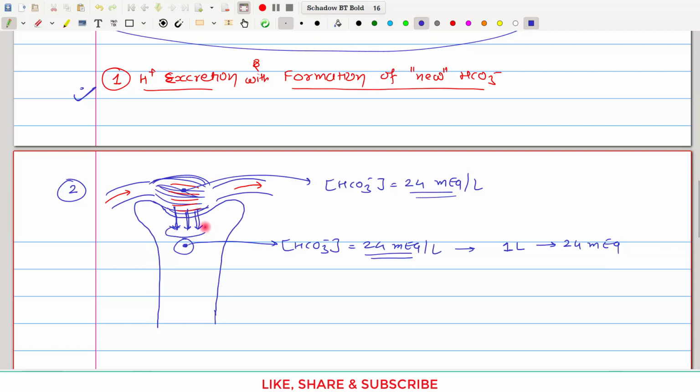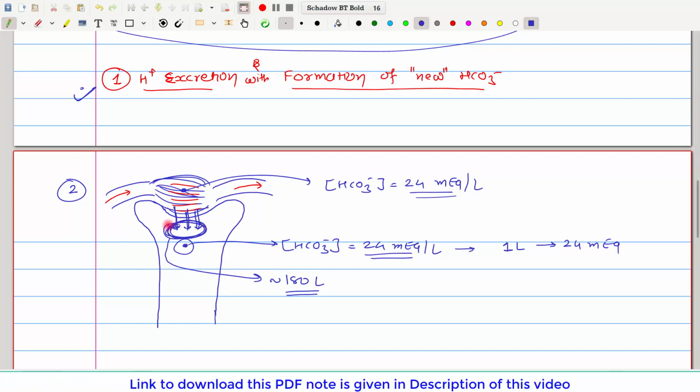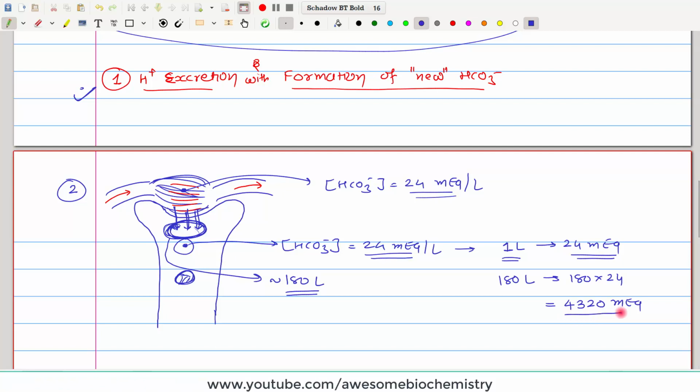Now, what is the total liters of the filtrate that we receive at the end of the day, within 24 hours? It is estimated that approximately 180 liters of filtrate comes into this space. So if 1 liter contains 24 milliequivalent of bicarbonate, what about 180 liters? That will be 180 into 24, and we get an answer of 4320 milliequivalent. So in this space, every day within 24 hours, 4320 milliequivalent of bicarbonate is coming to this place. Now this is the problem which is created by the kidney.